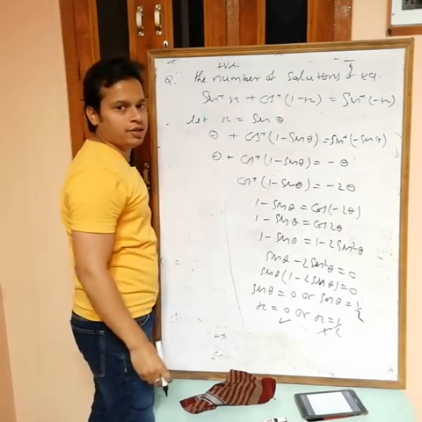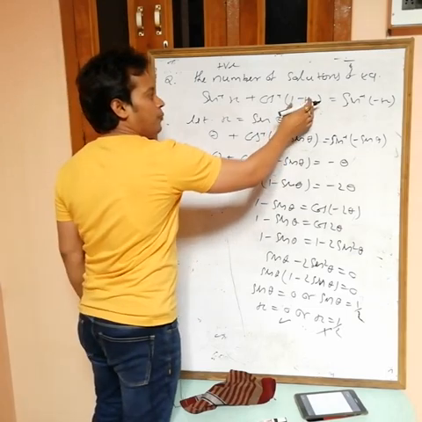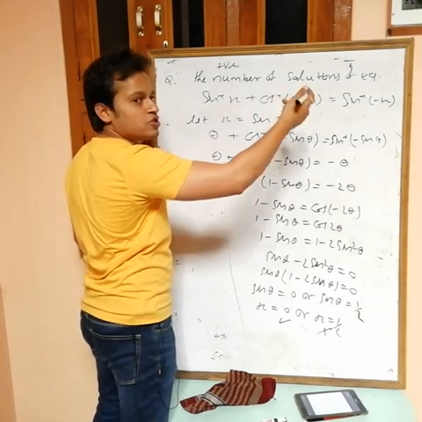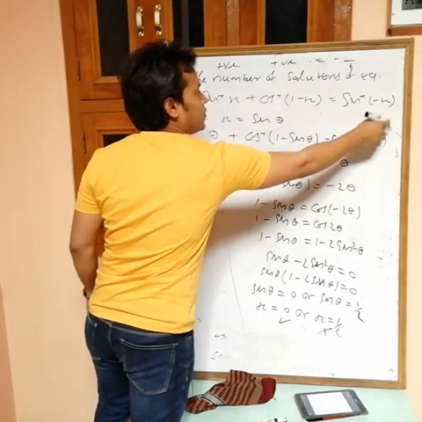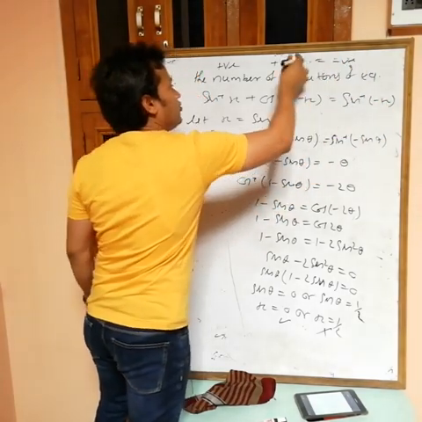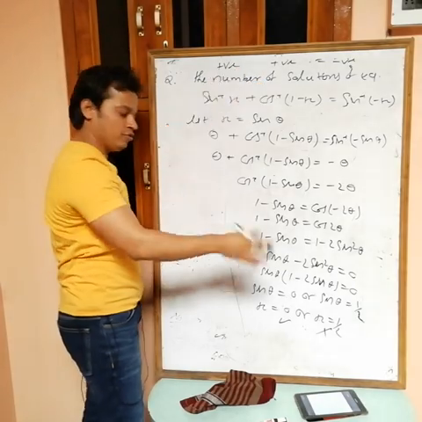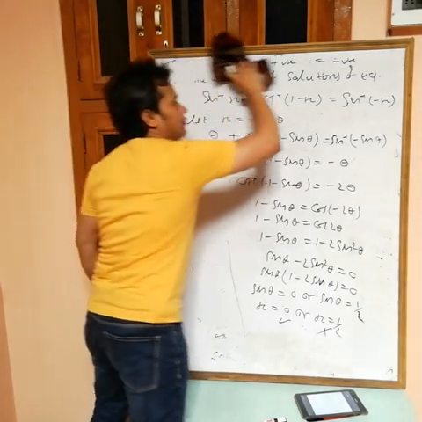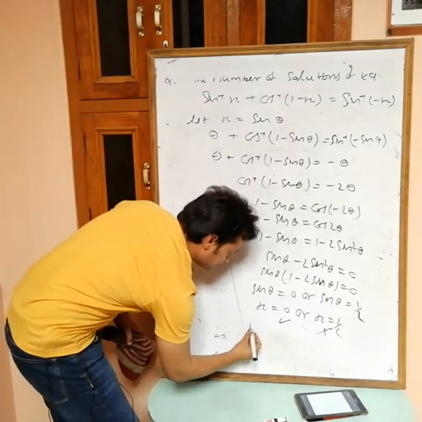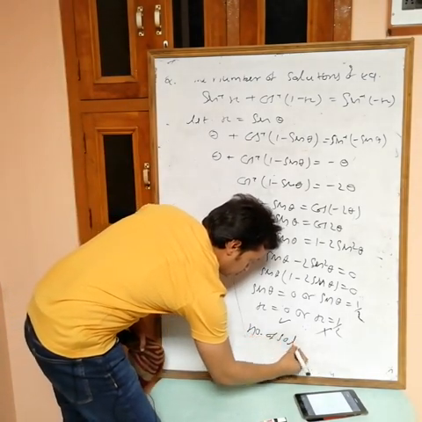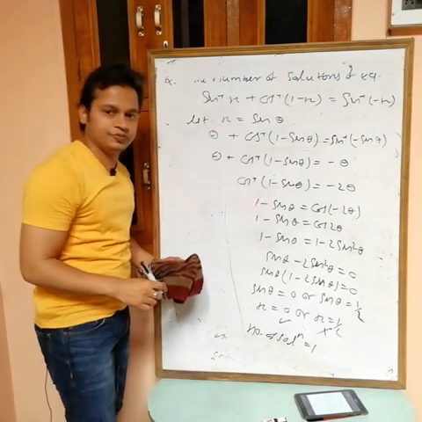1 minus 1 by 3 is a positive value. If positive, then cos inverse lies from 0 to pi by 2, but positive. And sin inverse minus 1 by 3 is negative. Now the sum of two positive values can't be equal to any negative value, so again rejected. Okay, like this. Done. So the number of solutions is equal to 1.